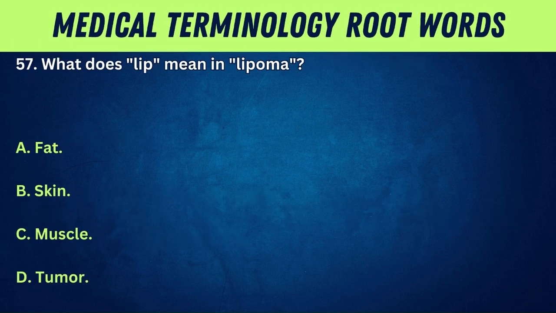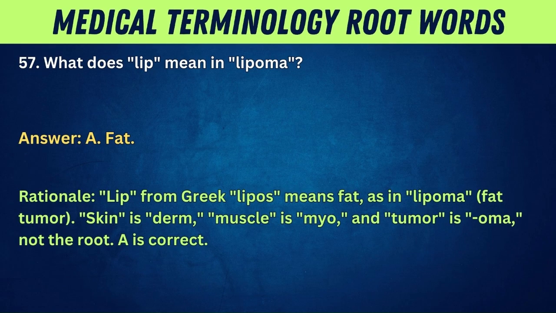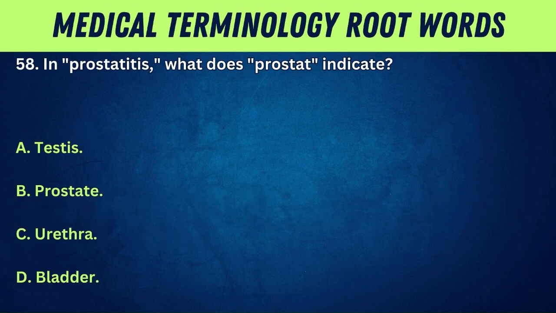57. What does lip mean in lipoma? A. Fat. B. Skin. C. Muscle. D. Tumor. Answer: A. Fat. Rationale: Lip from Greek lipos means fat, as in lipoma, fat tumor. Skin is derm, muscle is myo, and tumor is oma, not the root. A is correct.